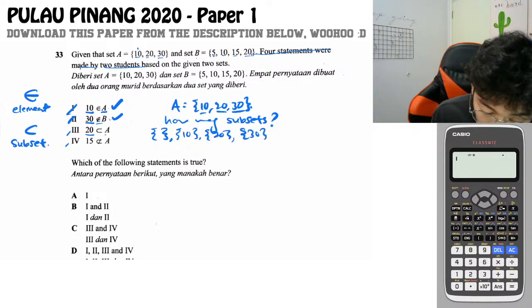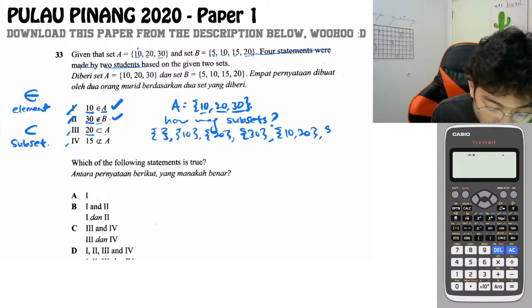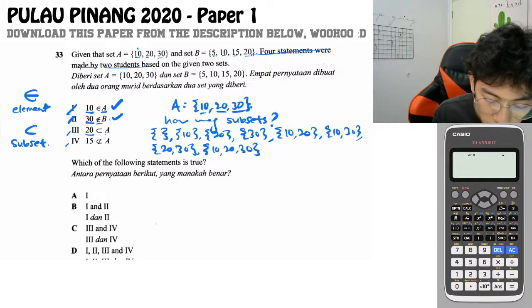10, 20. You see, I'm trying to match all the possible combinations. And then finally, you have all of these again. I didn't explain in detail, but I'm trying to show you that it breaks into a total of 1, 2, 3, 4, 5, 6, 7, 8 of them.